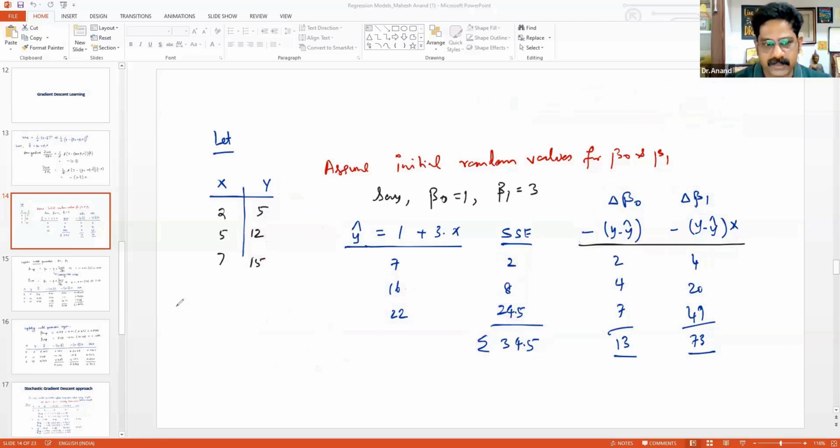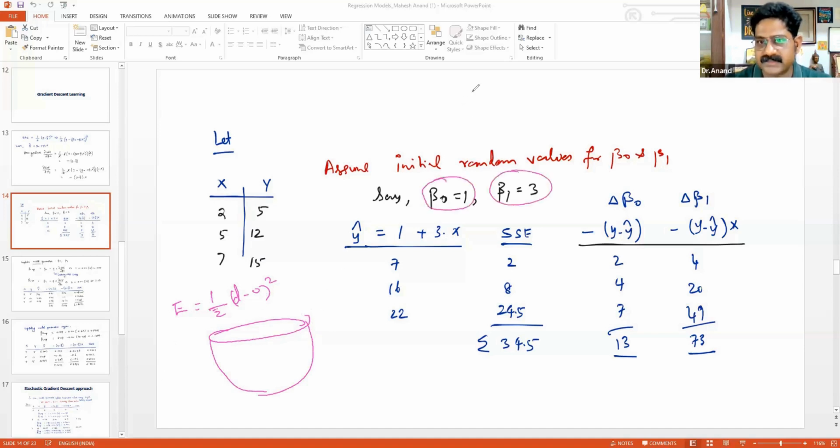If you look at the cost function, our cost function is nothing but 1 by 2 d minus O whole square. It's a squared function. If you try to plot this cost function, this loss function, because of the squared term you will get something like a convex shape for the different combinations of d and O. And for the randomly selected slope and intercept, what is the error we got? SSE 34.5. Let us mark 34.5 somewhere here.